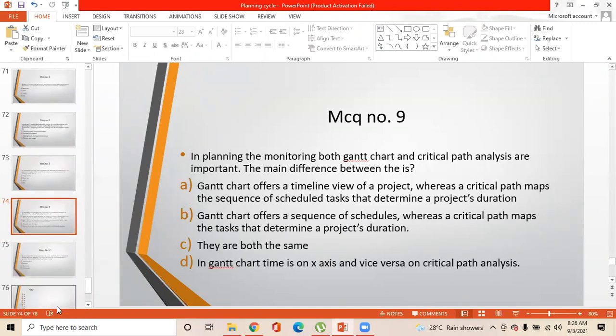MCQ number 9: in planning monitoring, both Gantt chart and critical path analysis are important. The main difference between them is: option A, a Gantt chart offers a timeline view of a project, whereas a critical path maps the sequence of scheduled tasks that determines the project's duration. Option B, a Gantt chart offers a sequence of schedules, whereas a critical path maps the task that determines a project's duration. C, they're both the same. And D, in a Gantt chart, time is on the x-axis and vice versa in critical path analysis. A. Option A is the right one.